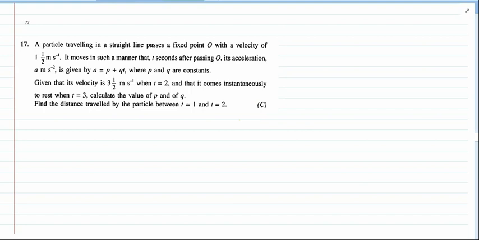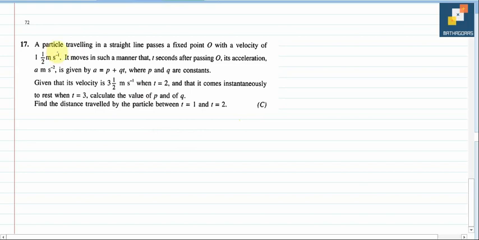Class. In this session we are going to continue the topic kinematics. It's question number 17 from the same exercise, and the question says a particle travels in a straight line, passes a fixed point O with a velocity of 1/2 meters per second. So you have the value of velocity, it's 1/2 meter per second, or you can say that it's 3 divided by 2 meters per second.